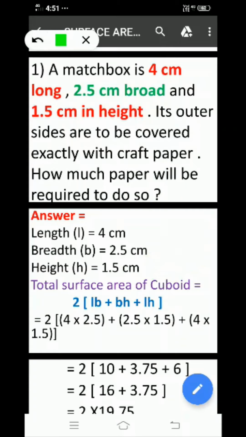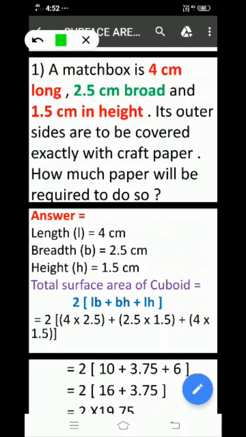in this sum they have given you the length of the matchbox is 4 centimeter, breadth is 2.5 centimeter and height is 1.5 centimeter. Now which formula we have to use? Total surface area of a cuboid. The formula is 2 into square bracket, length into breadth plus breadth into height plus length into height. 2 you have to write outside the bracket.